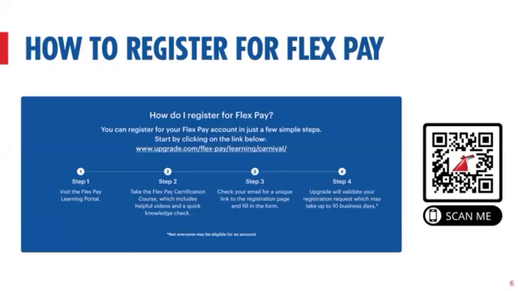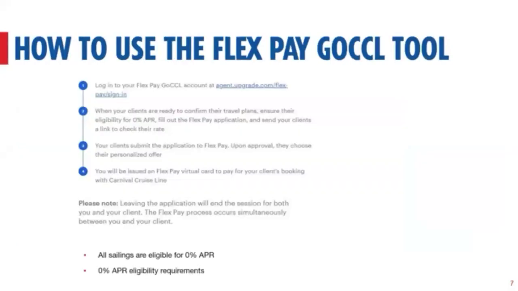To use FlexPay for your Carnival clients, you must register first at upgrade.com/flex-pay/learning/carnival/. You can also use the QR code on the screen. Take the FlexPay certification course. The course is short and includes helpful videos and a quick knowledge check. After completing certification, you will receive an email with information on how to log into your account. And remember, you must register using the specific Carnival link to provide the FlexPay option to your clients.